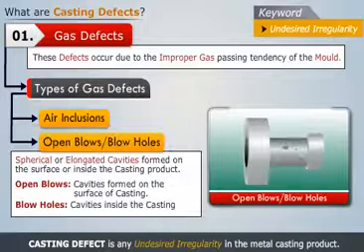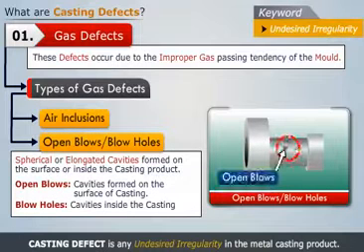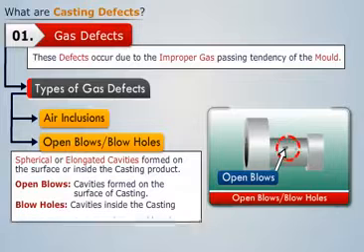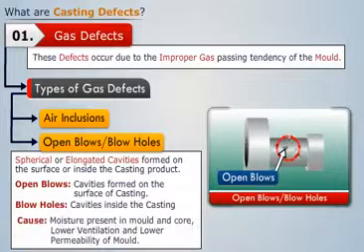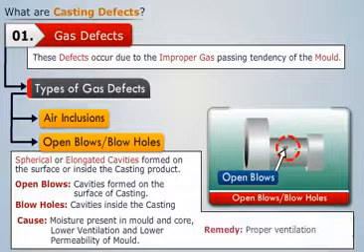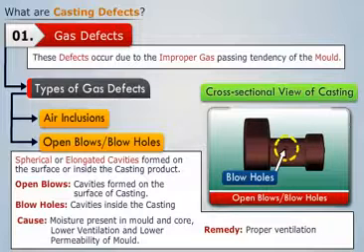Open blows and blowholes are the spherical or elongated cavities formed on the surface or inside the casting due to the moisture present in the mold and core or lower ventilation and permeability of the mold. Proper ventilation is the remedy for eliminating open blows and blowholes. The cavities formed on the surface of the casting are called open blows, while those formed inside the casting are called blowholes.